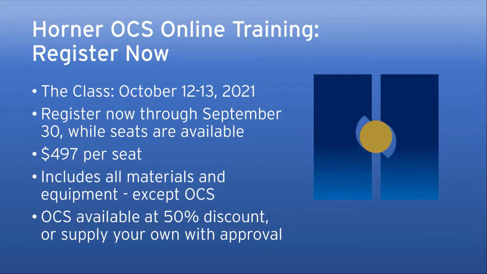And secondly, even though the cost of the class is a little bit higher, the total cost to your company will probably be less because of less travel costs, right? So it's a little higher on the tuition side, but you get some equipment plus the opportunity to buy half off OCS, and you don't have any travel costs. So if management says, we just can't afford to send you to Horner training this year, maybe they can afford the online version. And again, it includes all your materials and equipment except for the OCS, which you can buy at half off.